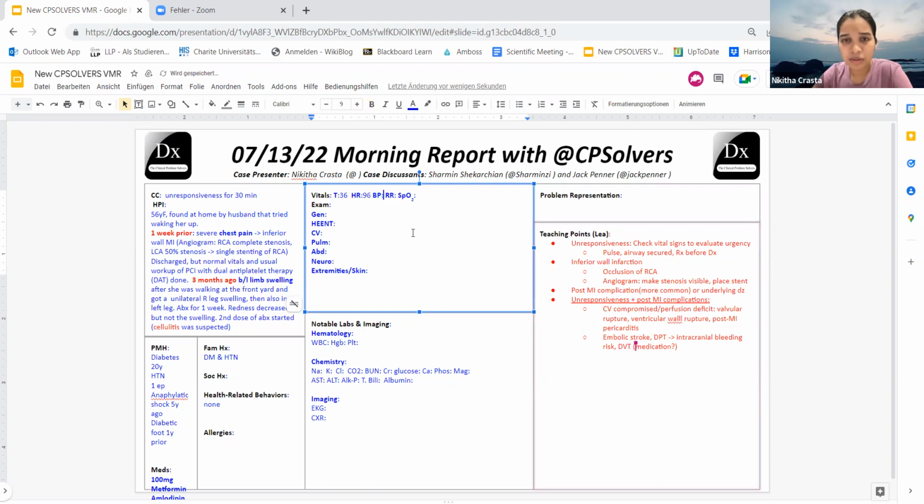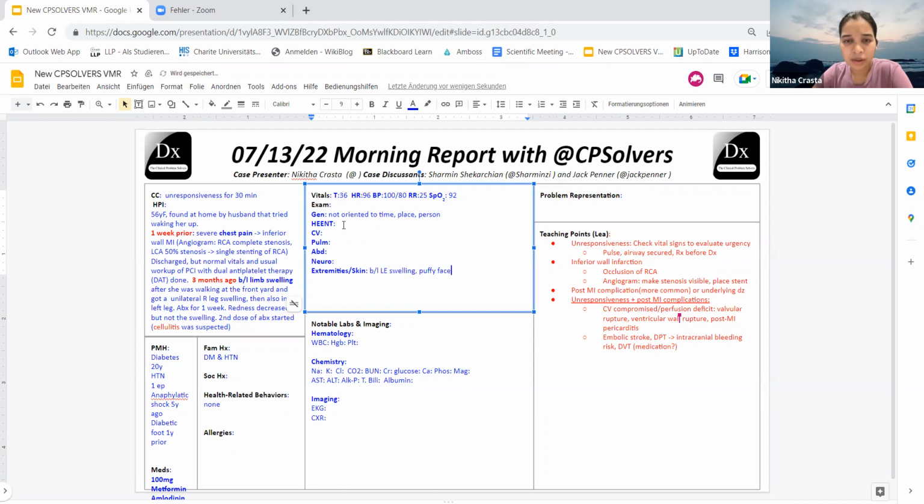Her BP at the time of admission was 100/80. Her respiratory rate was 25. Her SpO2 was 92. On examination, in her general appearance, she was not oriented to time, place, and person. In head-to-toe examination, there was bilateral lower limb swelling, and her face appeared puffy too.